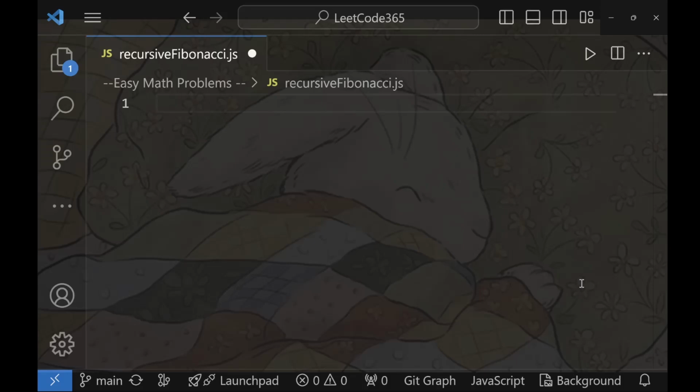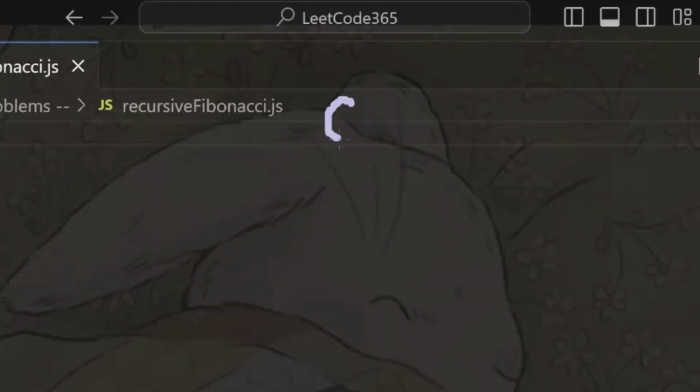Today I'm looking at recursion, specifically with the Fibonacci sequence. So what is the Fibonacci sequence? Here we have the two initial numbers, 0 and 1. Each number in this Fibonacci sequence is the sum of the two previous numbers. We can take these, add them together, 1. Take these, add them together, 2. Take these, add them together, 3, and so on.